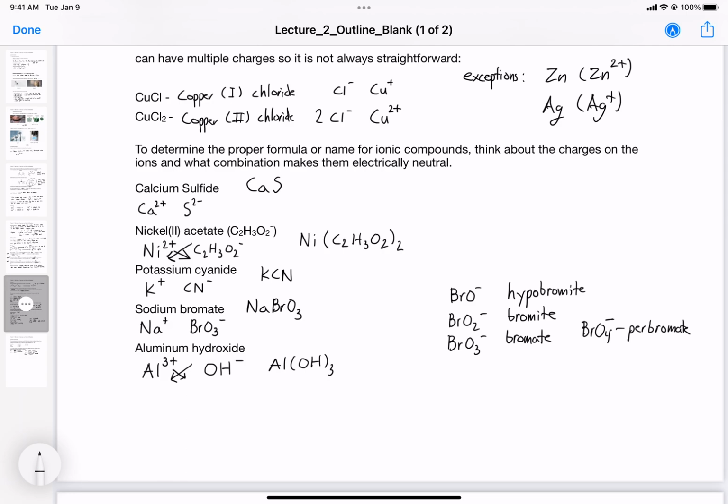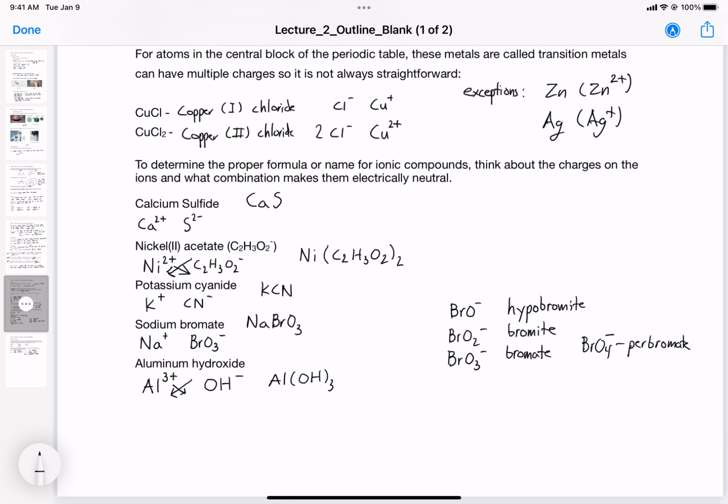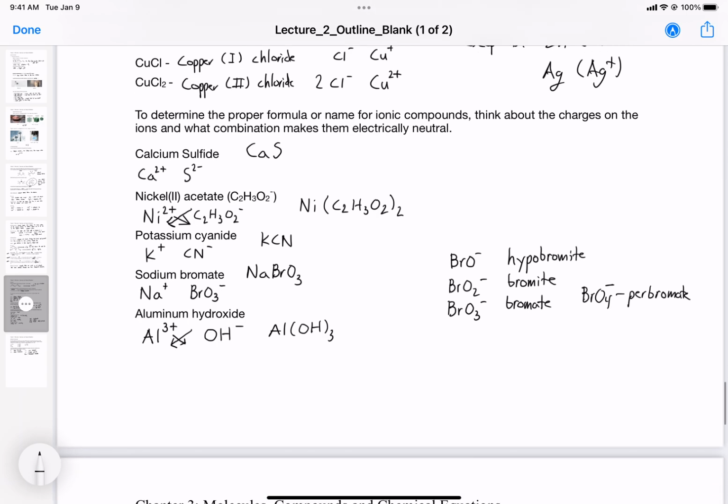That will make the compound electrically neutral, because aluminum is 3+. It negates the 3+ from aluminum, and here you have an ionic compound, aluminum hydroxide. So that's naming ionic compounds and writing the formula. In the workshop, we will do more practice with this.